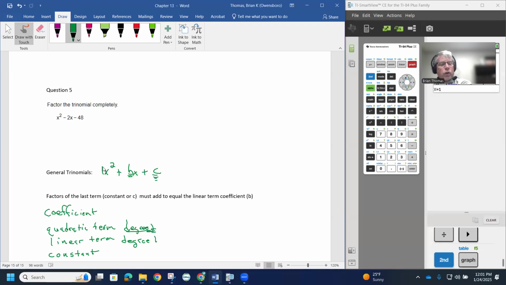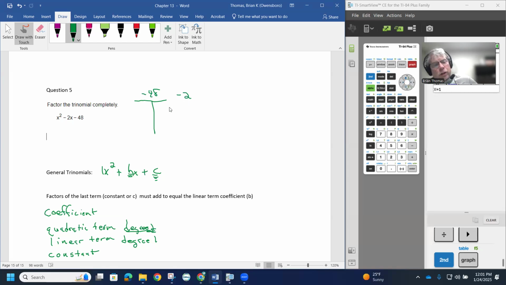Now, since the coefficient of the quadratic term is 1, to factor this, all we have to do is focus on the factors of the constant, the c, but there's this trick. They have to add up to equal the linear term coefficient. In other words, they have to add up to the b. So if I look at this problem, for it to factor, the factors of a -48 must add up to a -2.